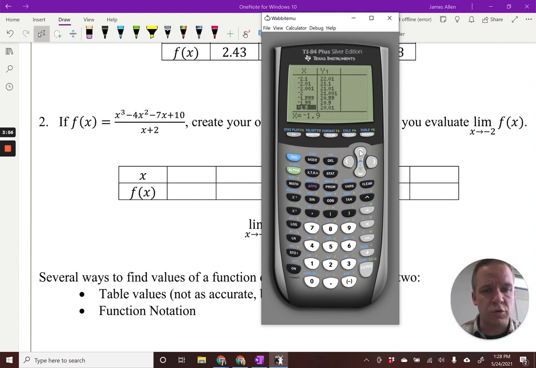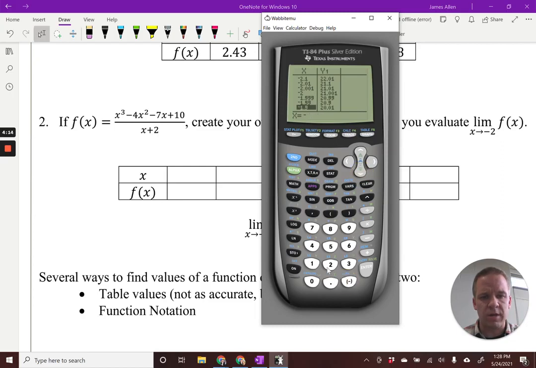This was negative 2.0001, but it doesn't always show all that. It only goes so many digits for us. But again, it looks like we're coming up on that 21. Let's see what happens here. I'm going to replace one of these.